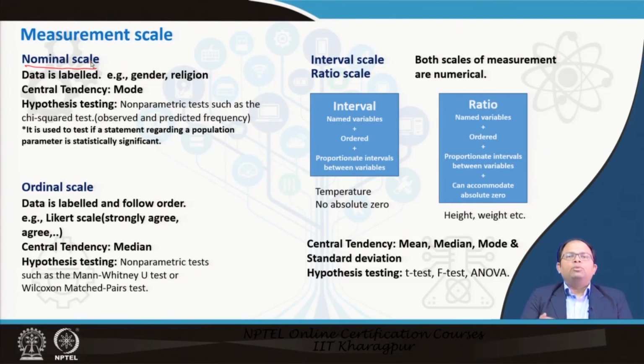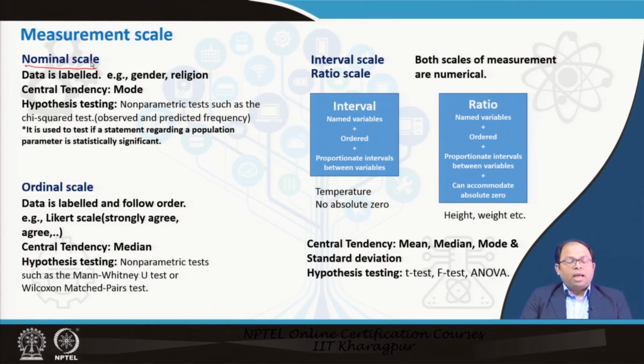But a lot of other things cannot be done with this data. We cannot add up two males or two different persons. In that way we can say there are two persons, which is frequency, but we cannot directly add two persons. So in the nominal scale, data is labeled, and the central tendency that we use is mode.